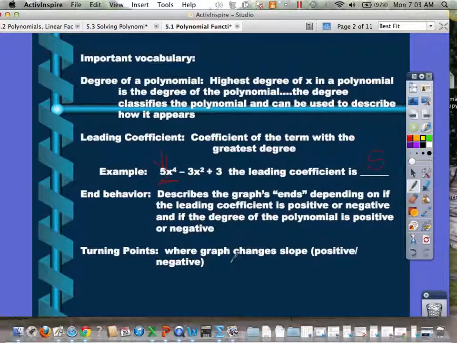And then the turning points are where the graph changes slope, whether it's positive or negative. Okay, so you're going to have graphs, and they're going to do this kind of thing. And turning points are where, like, this is going in the positive direction, and now it's going negative, and then it's going positive. So right here and right here is a turning point, and we'll be locating those. We'll also discuss some other names that you could find for these things.